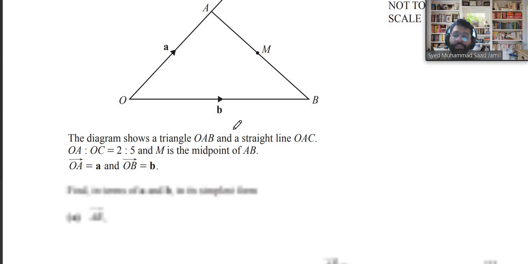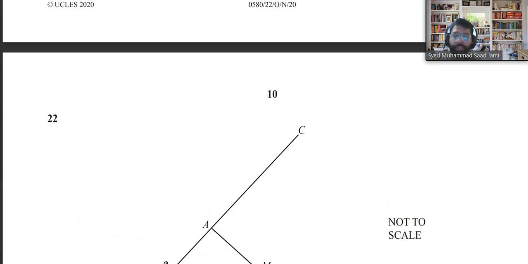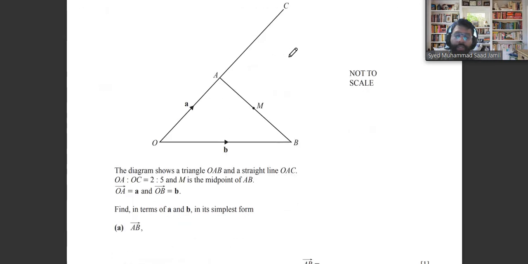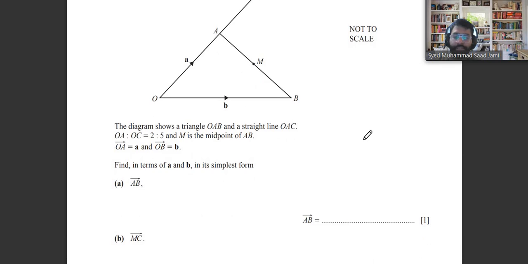Next question says vectors. Okay. Many students find vectors difficult. I don't know why though, but if you guys find vectors difficult, let me know. I have a video for that as well. Anyways, it says find, in terms of a and b in its simplest form, the value of AB.